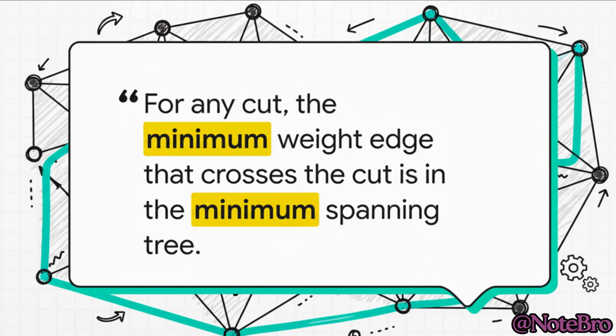Okay, let me break this down because it's so cool. Imagine you take your map of offices and just draw a line right through it, dividing all the offices into two separate groups. Any two groups. That's a cut. The rule says if you look at all the potential cables that cross that line you just drew, the single cheapest one, the lightest edge, is guaranteed to be part of the final minimum spanning tree. It doesn't matter how you cut the graph. This rule always holds true.